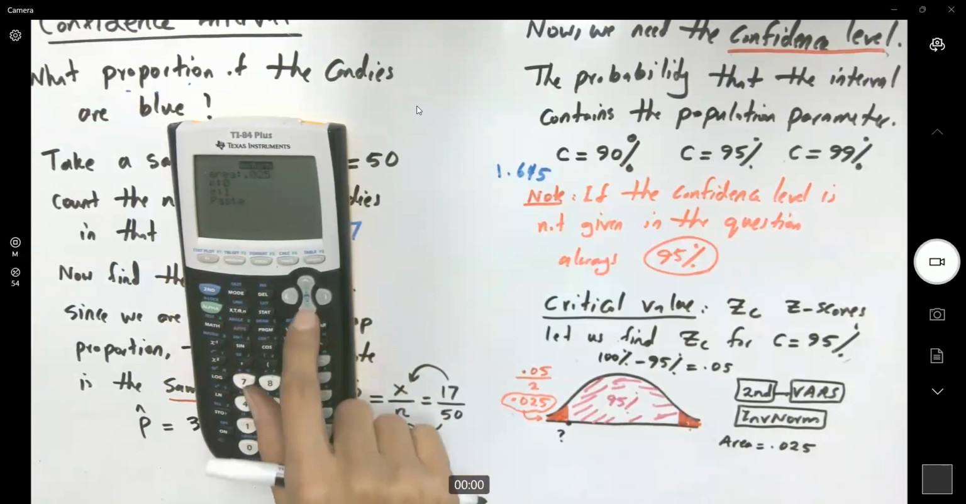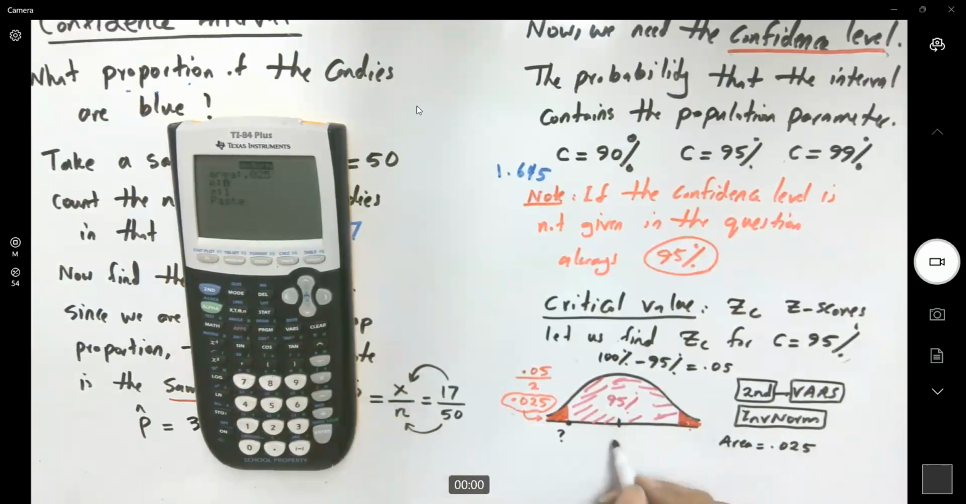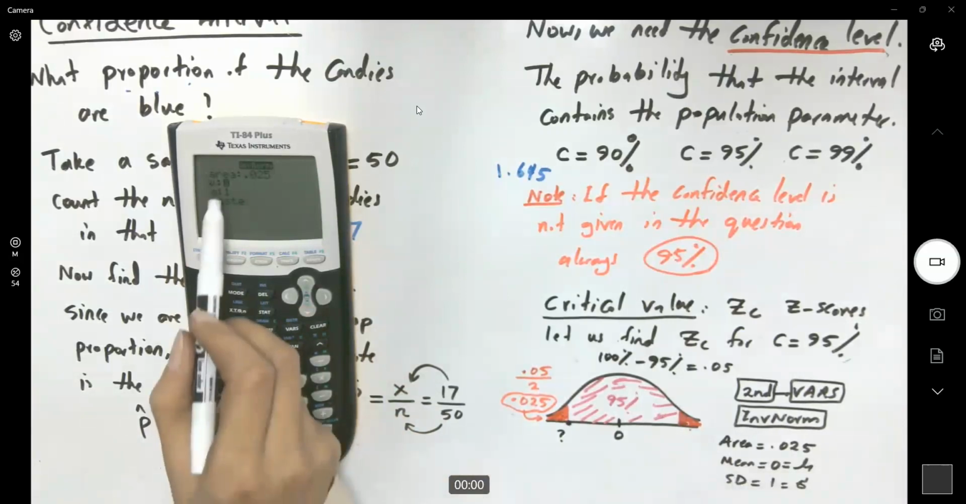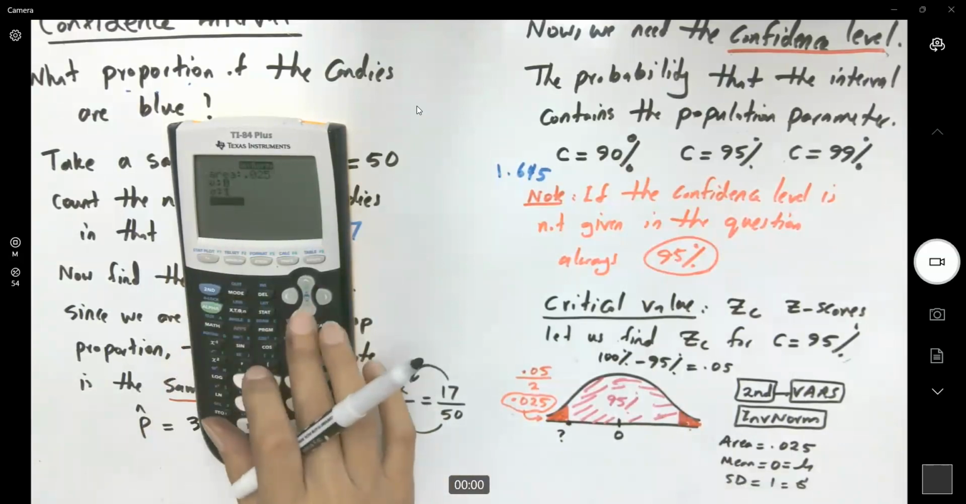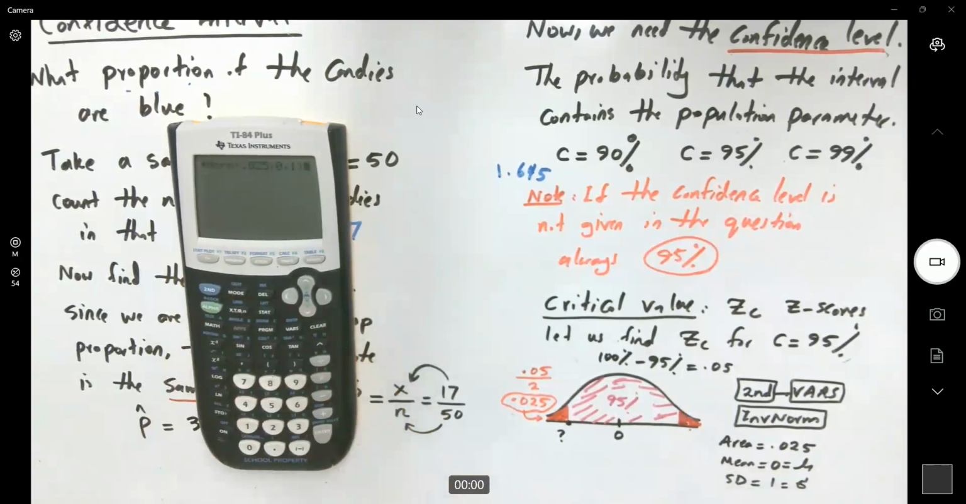0.025. My mean is always 0 when it comes to standard normal distribution. Remember that since you are finding your z, it means that you are working with a standard normal distribution. Mean is 0 and standard deviation is 1. So let us calculate that.